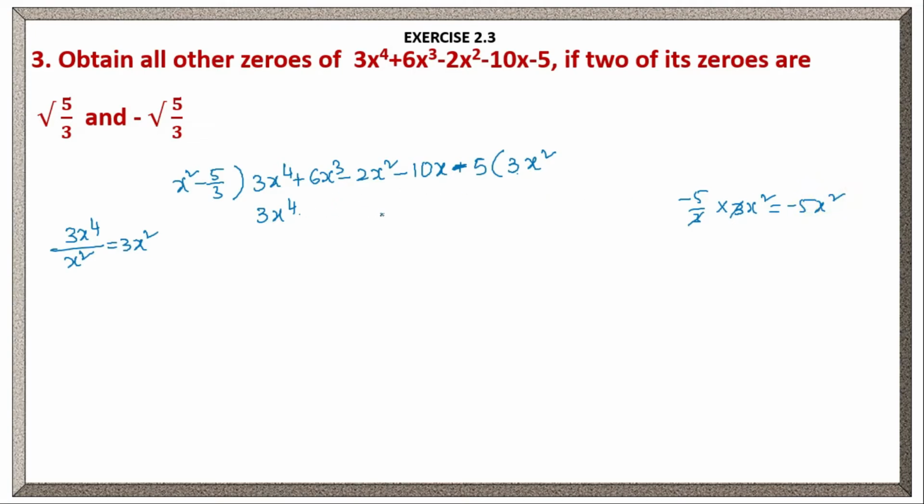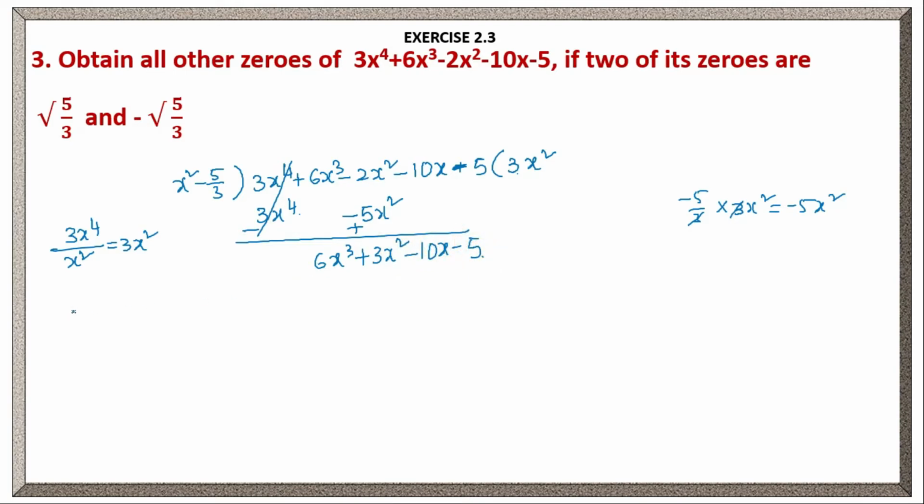So here the x square term, right? Now we have to write it under the x square term only. Clear? Now subtract by changing the signs. Now both will get cancelled. What is the x cube term? 6x cube minus 2x square plus 5x square will give 3x square minus 10x minus 5.